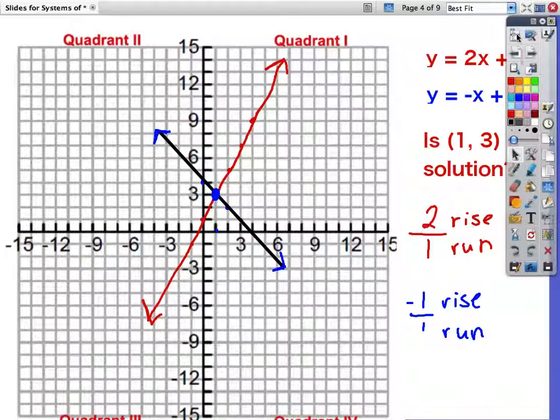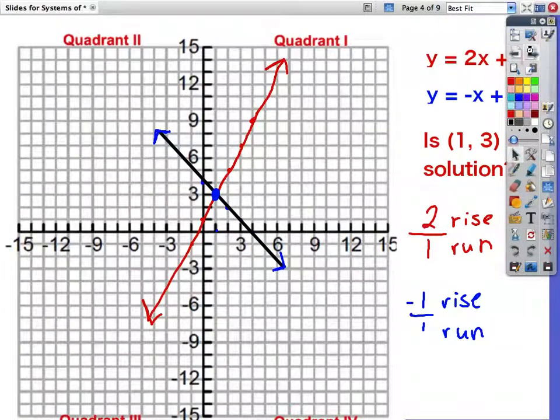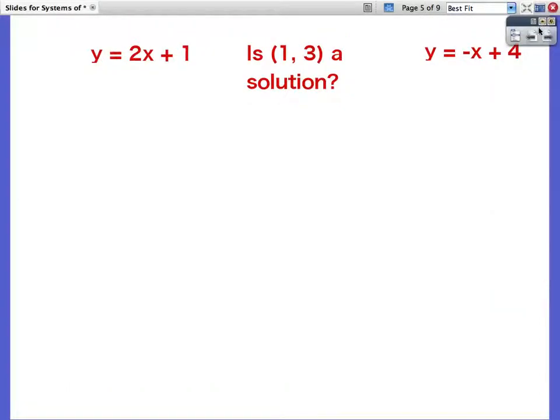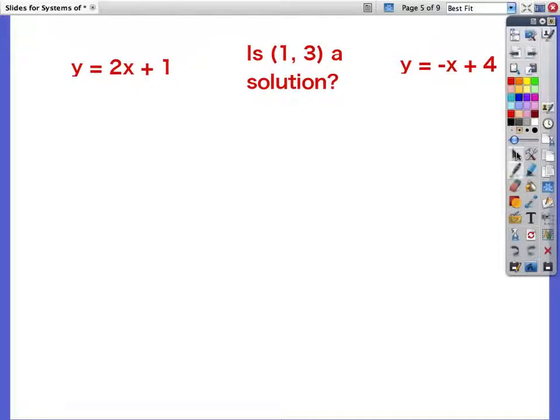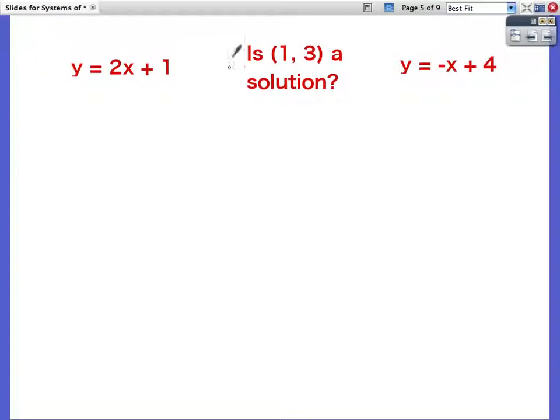But there was another way back here that I mentioned, to plug in the coordinates of the given point and see if it works. So let's do that real quick. Let's determine whether or not it's a solution in more of an algebraic, or calculation, way instead of graphing them. Let's pretend you didn't feel like graphing the lines to see if they intersected where it said, and you just wanted to tell. Well, if you take 1, 3 and plug it in, in this case the y is 3. So I insert 3 for y and 1 for x. And I can do the same over here.